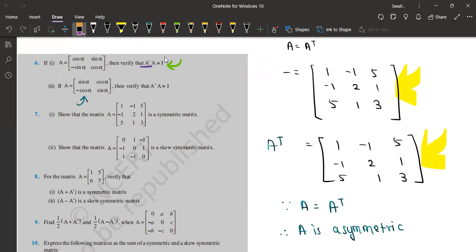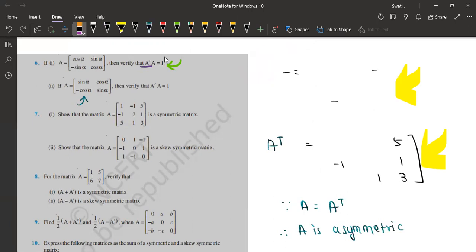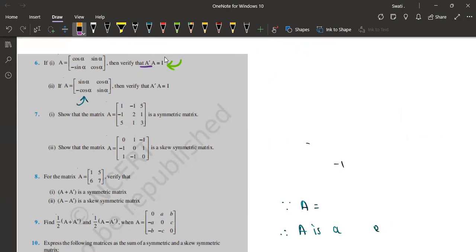Now let's move to question number 7.2. I hope you have taken the screenshot. If you have not, you can go back in the video, pause over there and take a screenshot. Let's do the second question of number 7, and that is, show that the matrix A is a skew symmetric matrix. Let's understand what is a skew symmetric matrix. Symmetric matrix was simply A equals A transpose. Skew symmetric matrix is A equals negative A transpose. Or you can say A transpose equals negative A, whatever you want to say.